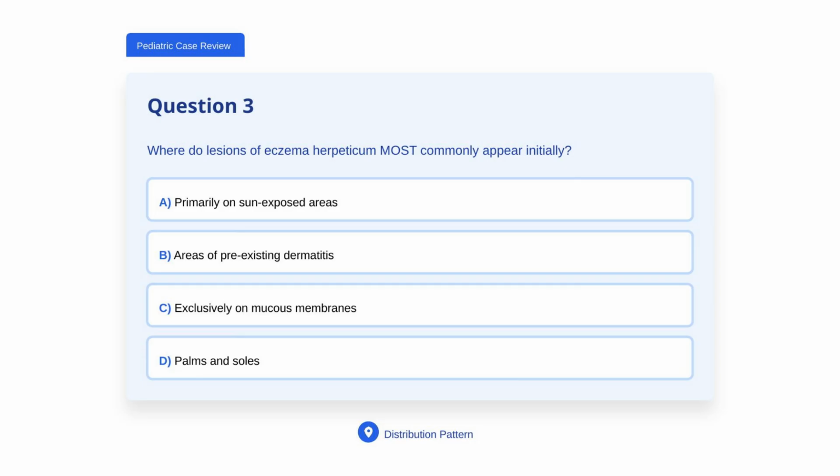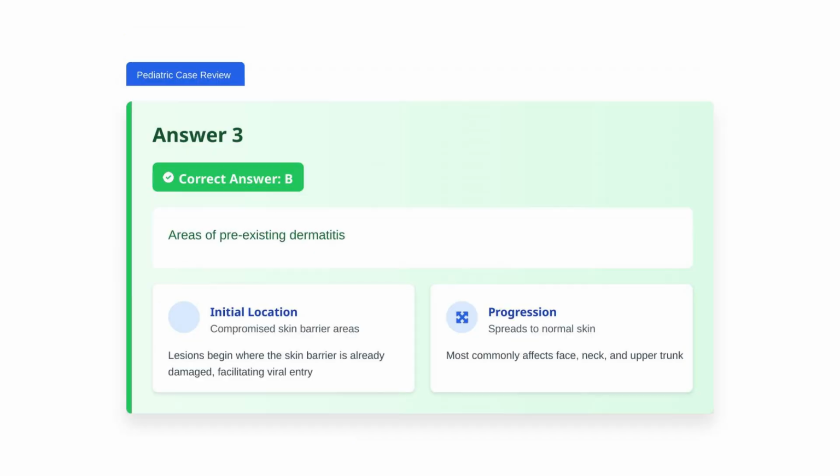Are they primarily on sun-exposed areas, areas of pre-existing dermatitis, exclusively on mucous membranes, or palms and soles? The correct answer is B. Lesions of eczema herpeticum typically begin in areas of pre-existing dermatitis, particularly in regions affected by atopic dermatitis. This is because the compromised skin barrier in these areas facilitates viral entry. The eruption most commonly affects the face, neck, and upper trunk, but can spread rapidly to involve normal-appearing skin. The distribution pattern often follows the distribution of the underlying dermatosis.